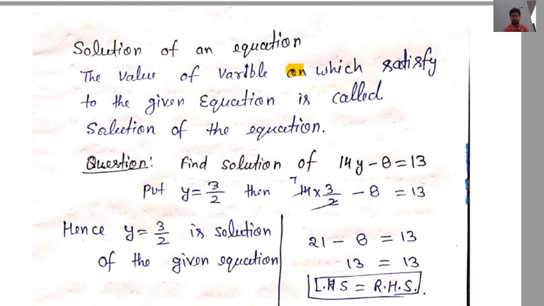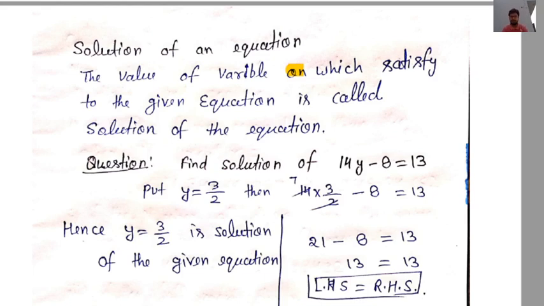Now you see this 2 is in division and 14 is in numerator. Now we divide it. 2 1 are 2, 2 7 are 14. Now in numerator 7 3s are 21. Minus 8 equals to 13. 21 minus 8, what will you get? 13. And the right side is also 13. LHS is 13 and RHS is also 13, meaning both sides are the same, so this is your solution. So you write y equals to 3 by 2 is the solution of the given equation.